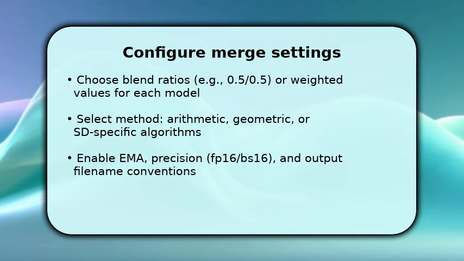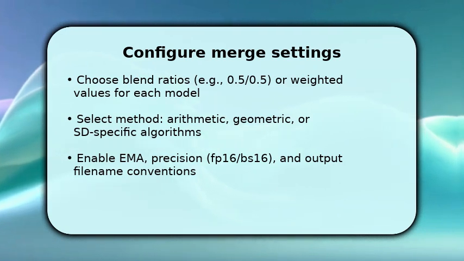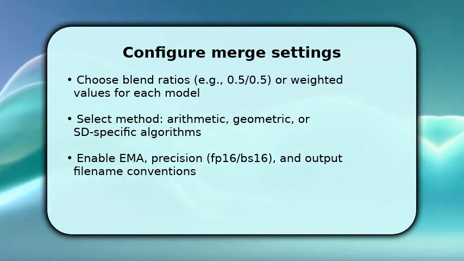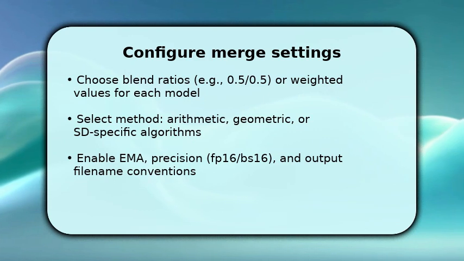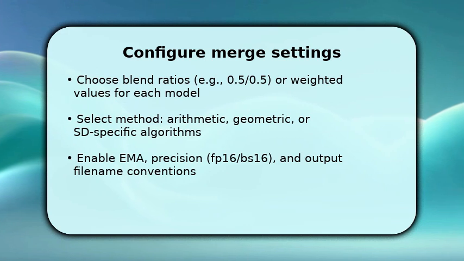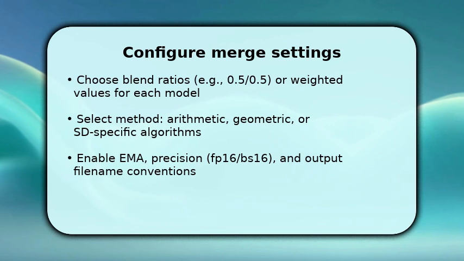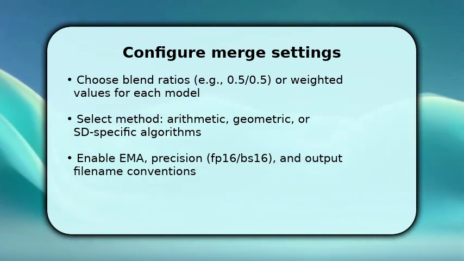Decide weights for each checkpoint. Balanced blends like 0.5/0.5 are safe, while skewed ratios emphasize one model's features. Choose a merge algorithm. Some produce crisper results, others preserve style. Make sure to select precision settings. FP16 speeds inference but test for artifacts.